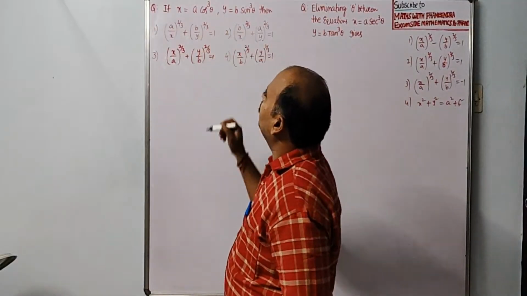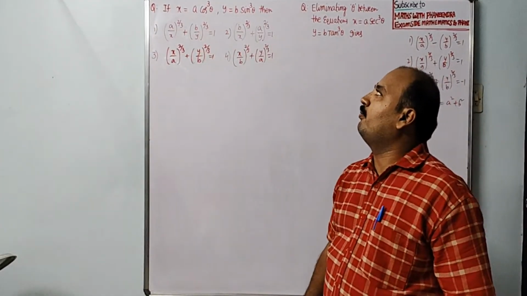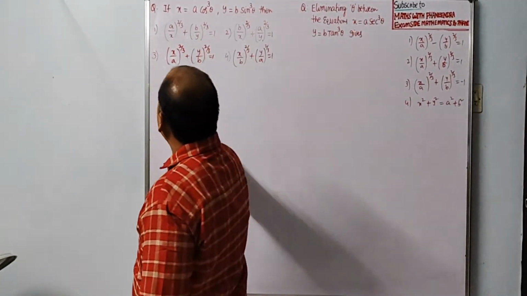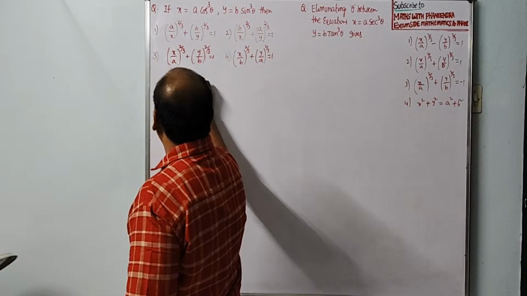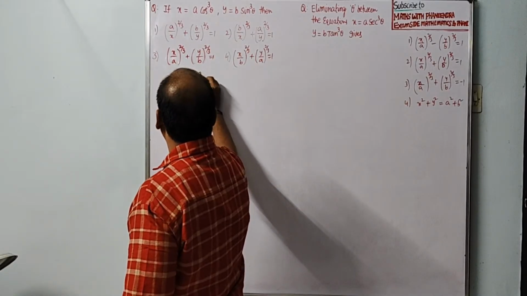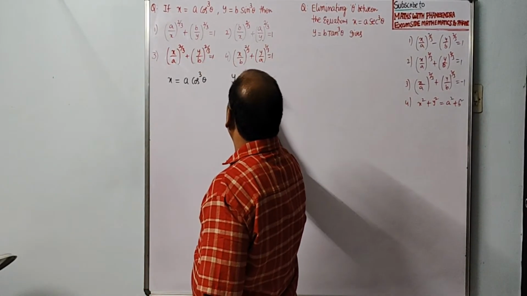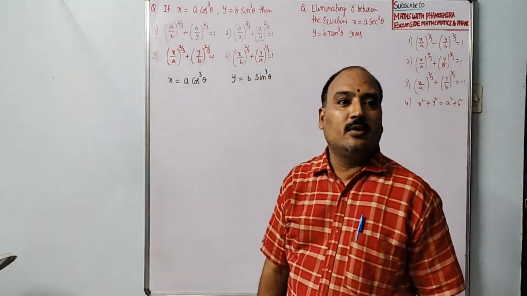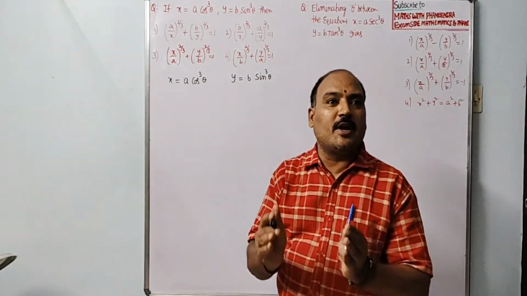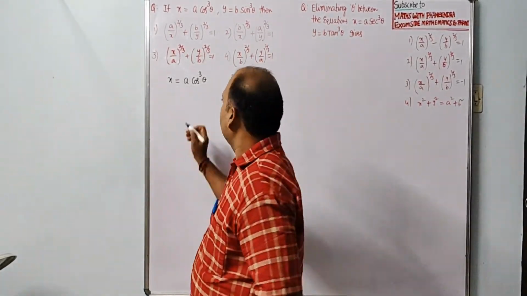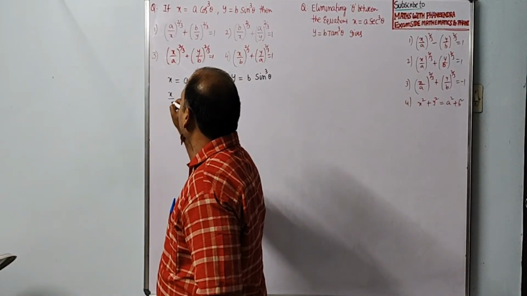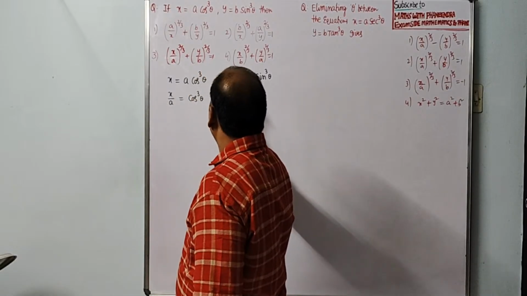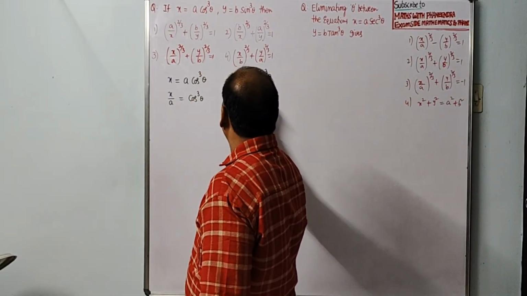If x equal to a cos cube theta, y equal to b sin cube theta, then among the options. First, x equal to a cos cube theta, y equal to b sin cube theta. As it is, we are writing this. From this, make cos theta and sin theta the subject. So a, bring this side: x by a equal to cos cube theta, y by b equal to sin cube theta.